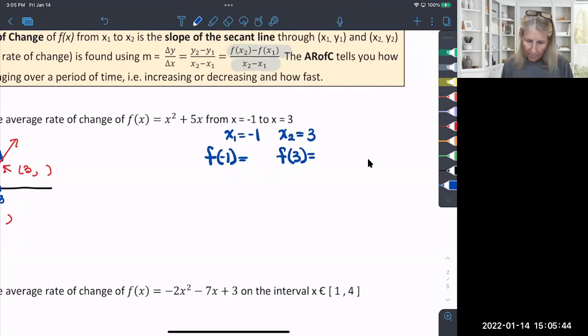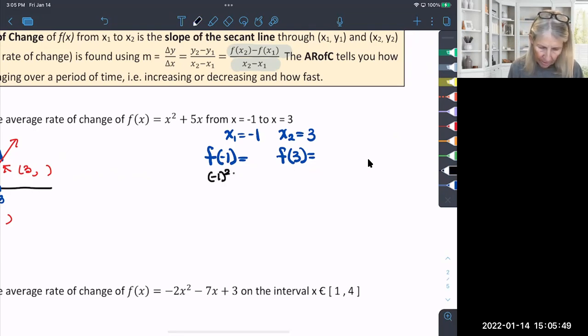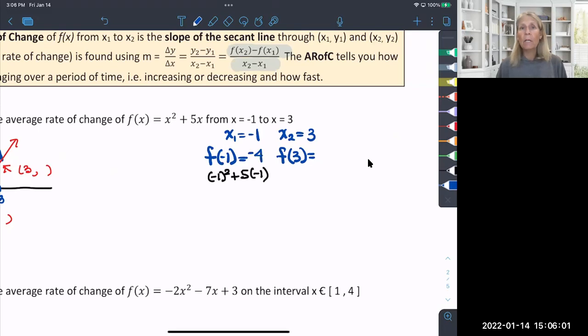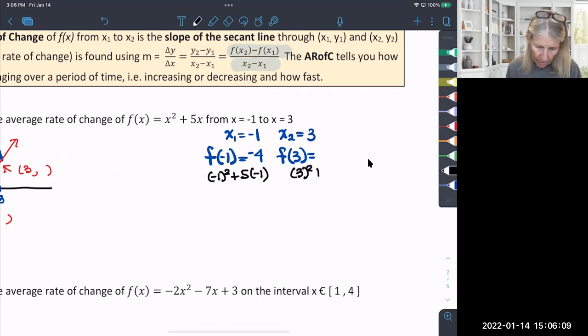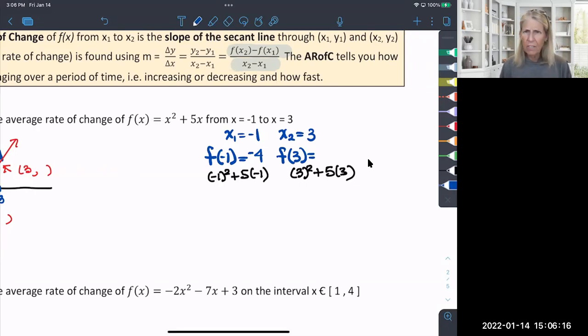So f of -1 is just take -1 and plug it in the function: -1 squared and 5 times -1. -1 squared is 1, minus 5. What do we get? -4. So there's our y value that goes with our x value of -1. For f of 3, just plug 3 in the function: 3 squared and 5 times 3. So it's 9 plus 15, which is 24.